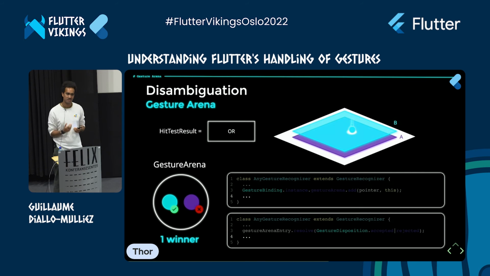So all the other gesture detectors, sorry. And so for example, if you have a horizontal drag at that point, then it will be rejected, and only the vertical recognizer's callbacks will be called. So there you go. We only have one winner.